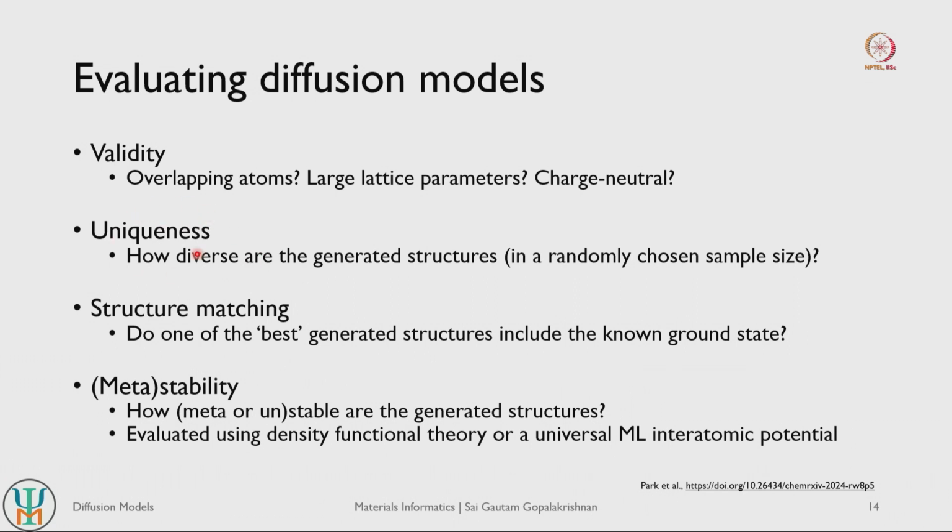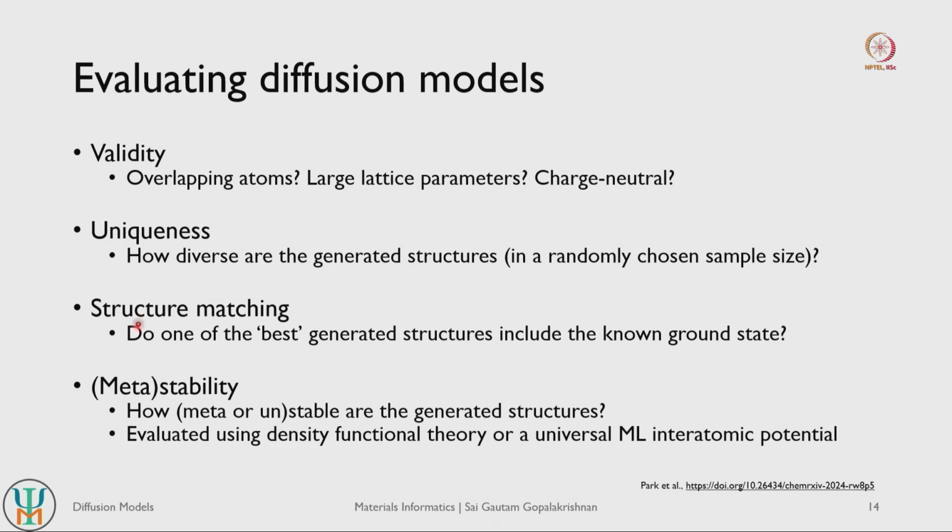The second important parameter is uniqueness. So how diverse are the generated structures when it is actually sampling your probability distributions? Are the structures basically the same with just minor perturbations of atoms, or are the structures truly very different, so different space groups, different positions of atoms and so on. So in general you would like to have diffusion models that generate a lot of unique structures, because that helps you evaluate which structures are actually good for your target application.